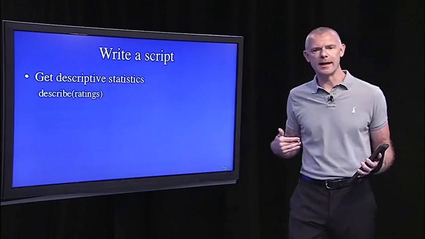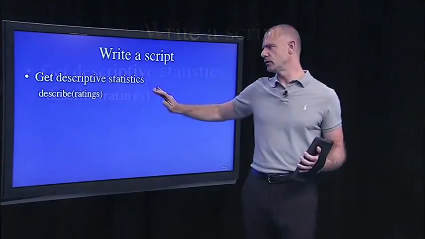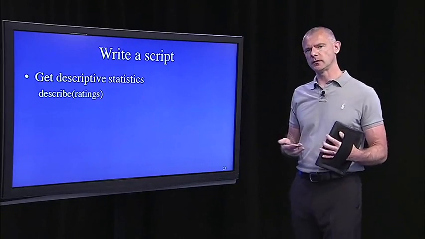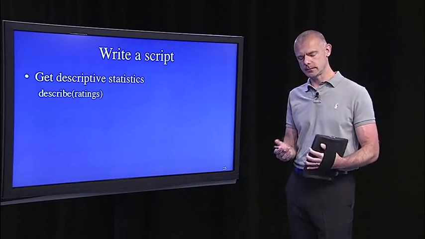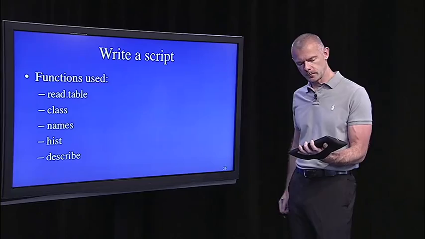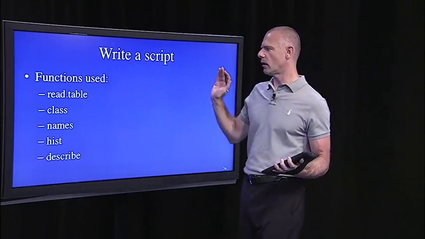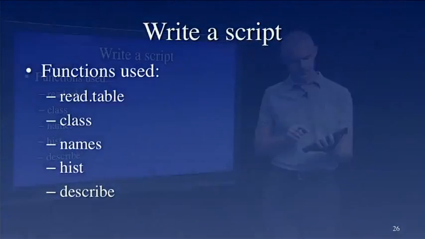Finally, what we want to do is get descriptive statistics for all these. So that's real easy. There's a function called describe. And if I do describe ratings, that will return descriptive statistics for the 4 variables in my data frame ratings. So the main functions we're going to use in this script are read table, class, names, hist, and describe.